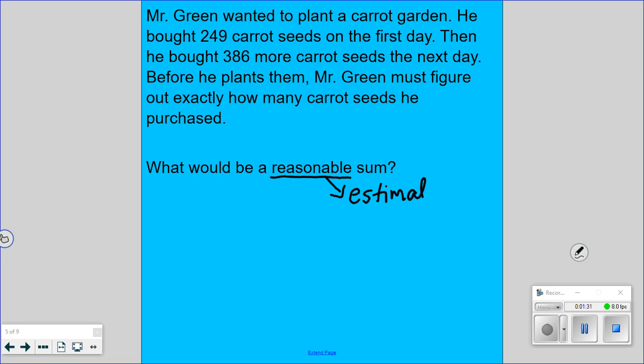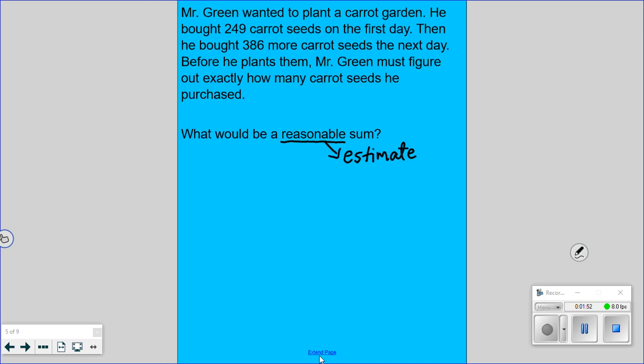We spent a lot of time looking at some strategies to estimate. If we're just trying to figure out a reasonable answer, that's just a close to answer. You don't really need the exact answer yet. So we're writing that word reasonable, and then we're writing estimate.